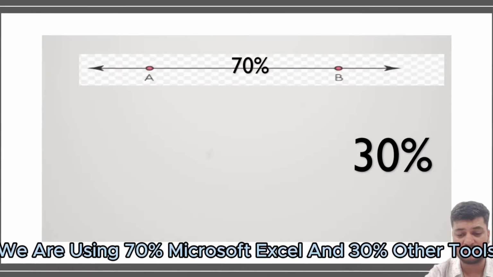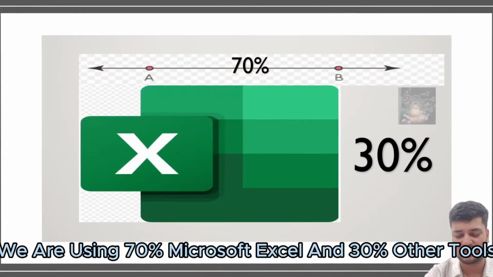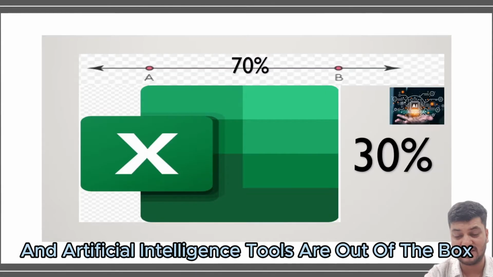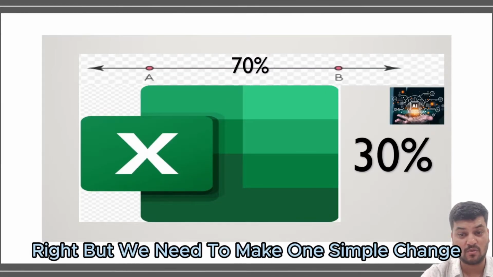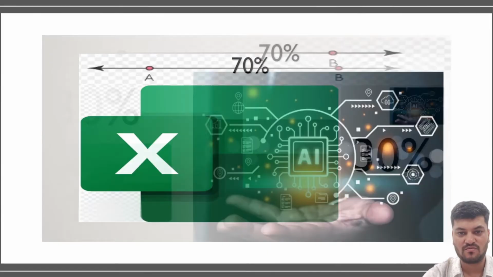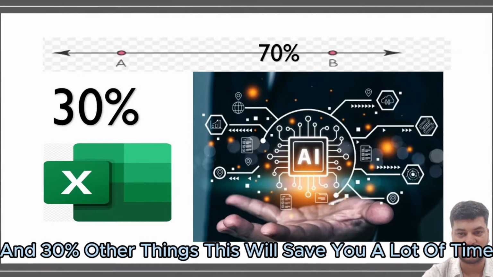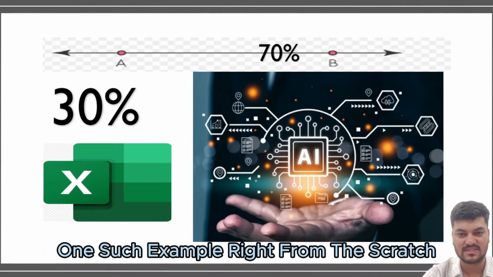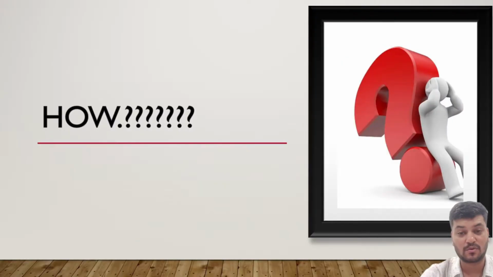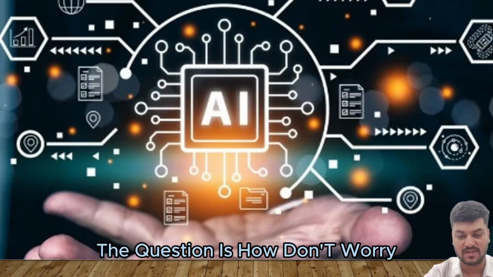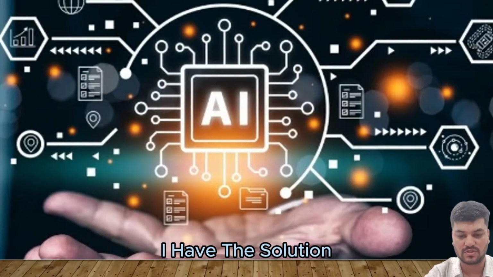Presently, we are using 70% Microsoft Excel and 30% other tools, and artificial intelligence tools are out of the box, right? But we need to make one simple change: 70% should be artificial intelligence tools and 30% other things. This will save you a lot of time. One such example, right from scratch, I am going to show you today. The question is how? Don't worry, I have the solution.